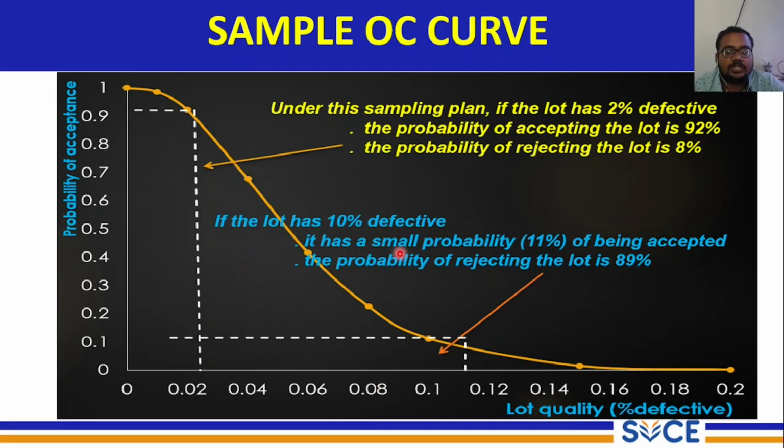If the lot has 10% defective, right, that is what has been denoted here. It has a small probability of being accepted. The probability of rejecting the lot is 89%, right? That is what has been displayed here. If 10% defective can be accepted, then that is called LTPD, lot tolerance percent defective. Now this is your AQL, which is acceptable quality level, and this is your LTPD, which is your lot tolerance percent defective. If 10% defective is accepted, then you could see that the probability is almost closer to 11%. The probability of rejecting the lot is again about 90%. For 10% defective, the probability of rejecting the lot is 89%.